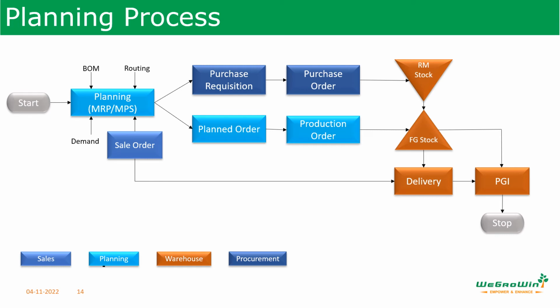The planning process will take care of how the planning has to happen. What are the inputs for planning? One is the demand and sales orders. Based on BOM and routing, the details will be given whether to purchase a material or produce a material. When the material is planned and purchase is coming to the raw material stock, production is done, FG stock is coming, it is delivered, and so on.